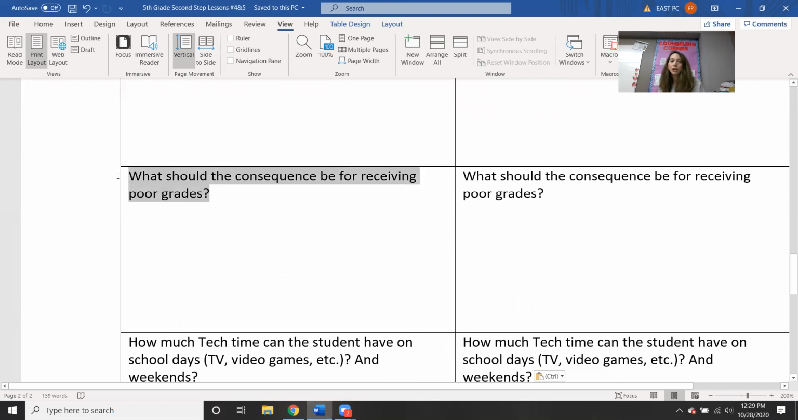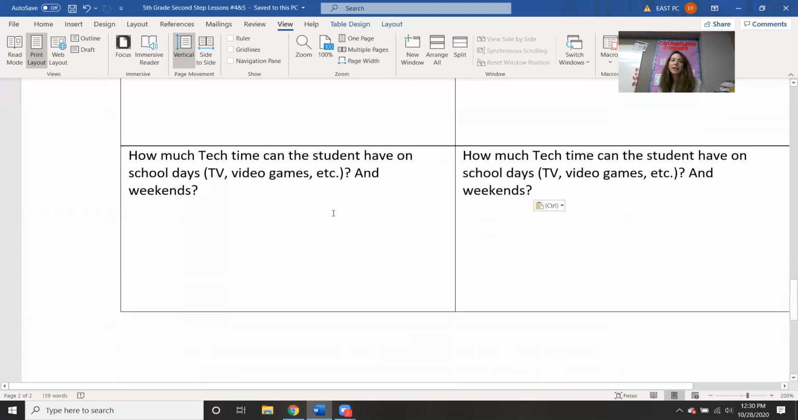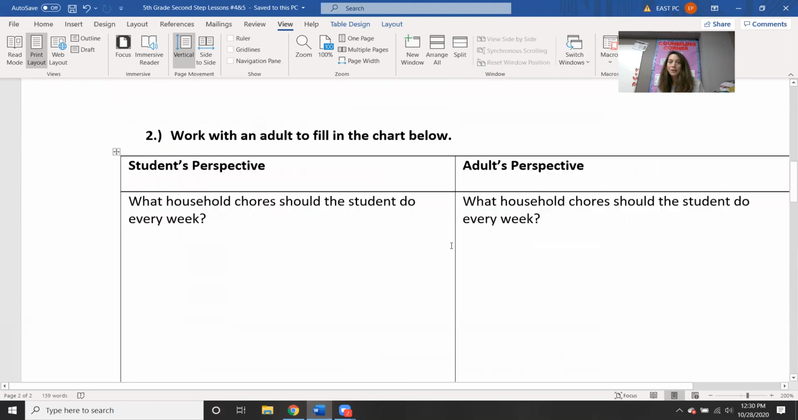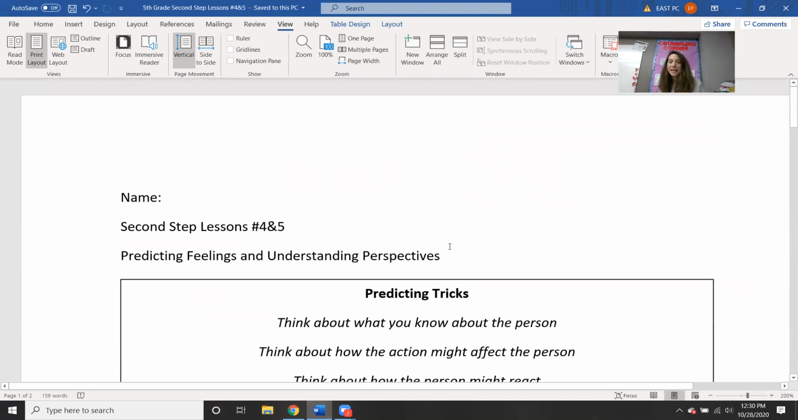Here's a great one. What should the consequence be for receiving poor grades? Maybe the student thinks, oh, they should just have grace and let me have another chance. And maybe the adult thinks, I think we're going to take away all your tech time this week and you're going to do extra studying. I don't know. You need to ask them and see how they feel about it. And here's the last question. How much tech time can the student have on school days and on weekends? So that would be like TV, video games, things like that. And so this will be a great conversation. All of these questions would be amazing conversation starters between you and your adult.